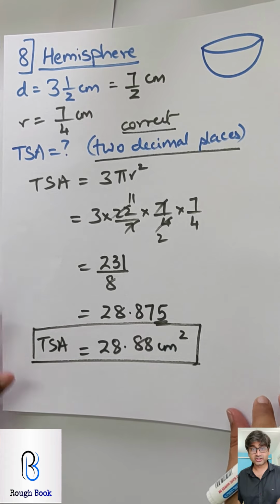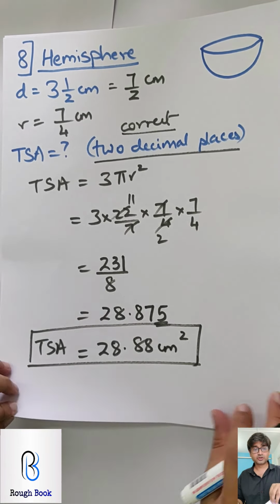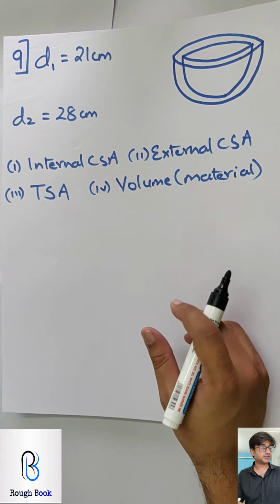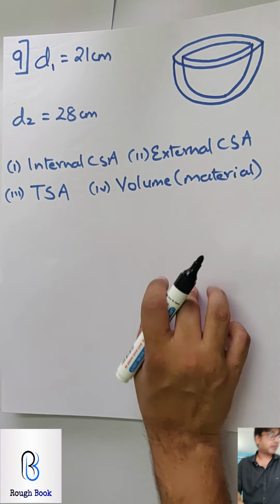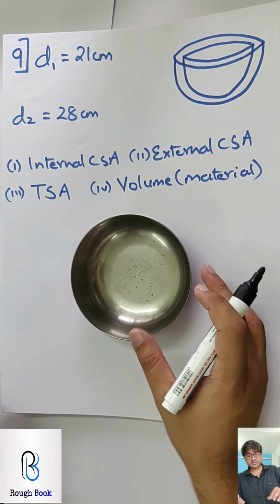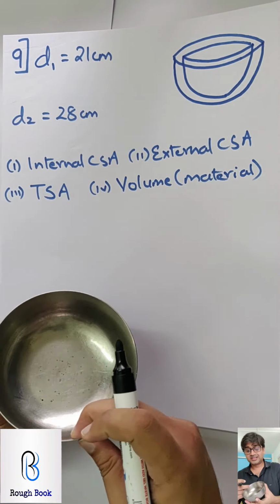Got it? Nice one, isn't it? Perfect. Let's go to the next one, sum number 9. Yeah, this is slightly complicated. This is just like a bowl. So let me get a bowl to make you understand how to go about it. So that's your bowl. Okay. Now this is the thickness.